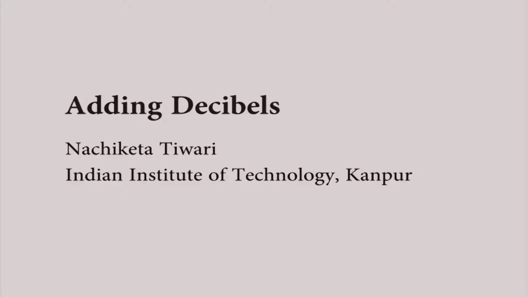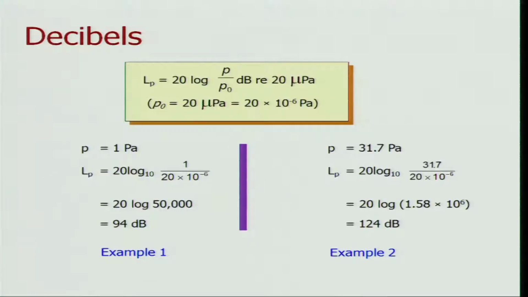What does that mean? Suppose I have one particular source of noise and I have another particular source of noise, and let's say the decibel level from one source is L1 and another source is L2. If I play both these sources together, what will be the overall sound pressure level in the room? This is what the question is going to be, and things related to that. So that's what we are going to discuss in today's lecture.